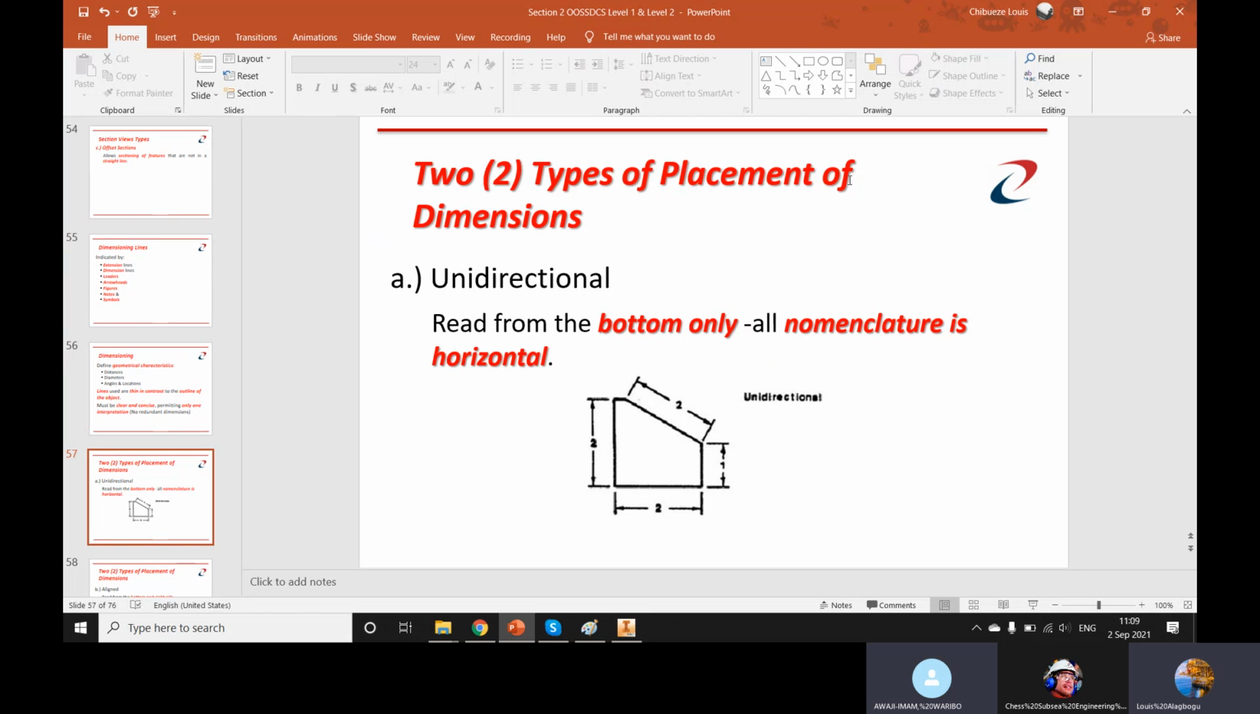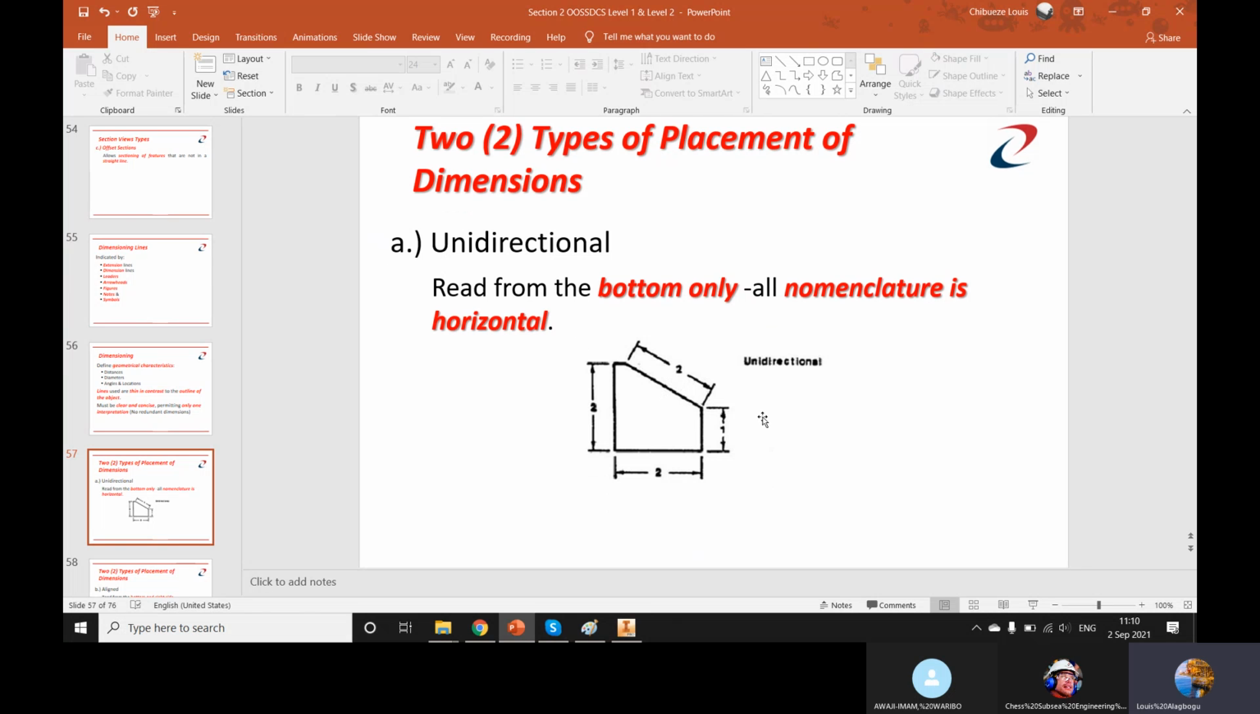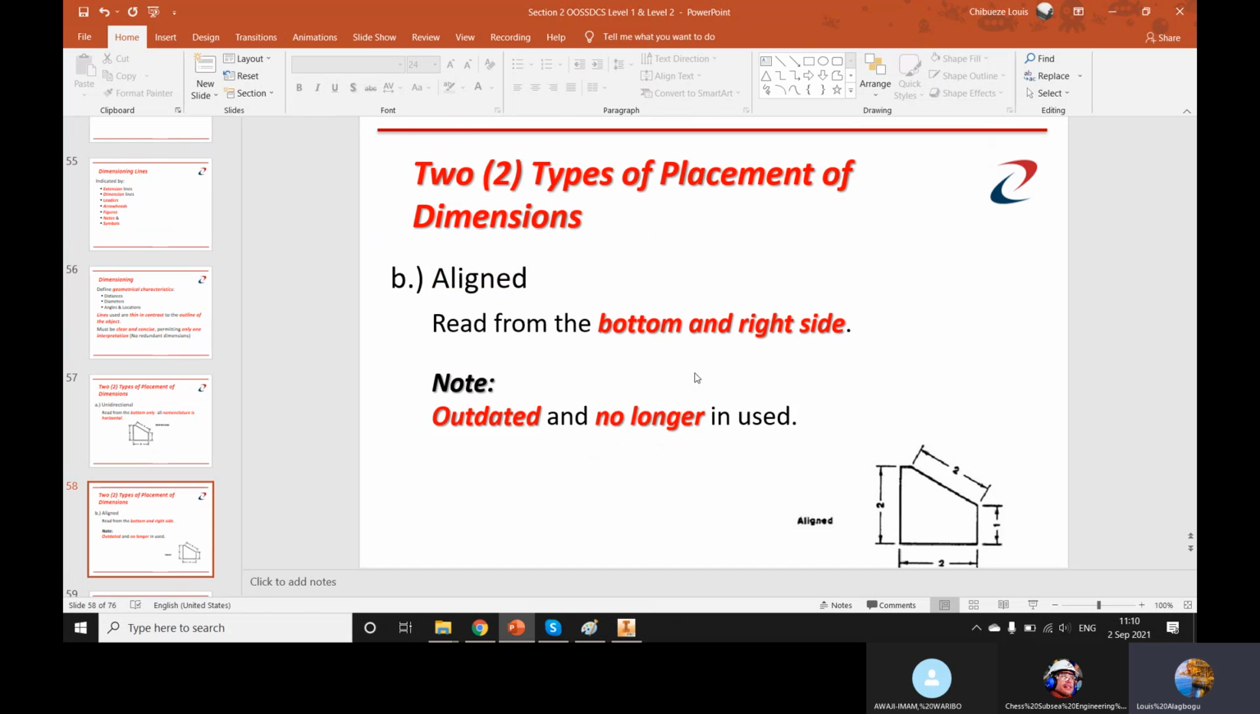So there are two types of placements of dimension. There's the unidirectional. In this one, all the nomenclatures are horizontal. If you take note of this, look at these two. They are all horizontal. See how this other two, even though it's dimensioning an inclined line, the nomenclature is still horizontal. It's called unidirectional. They all face one direction.